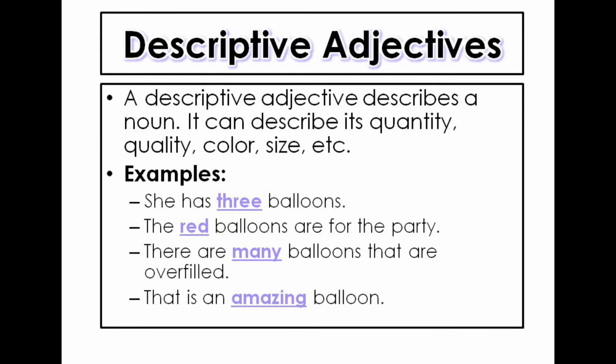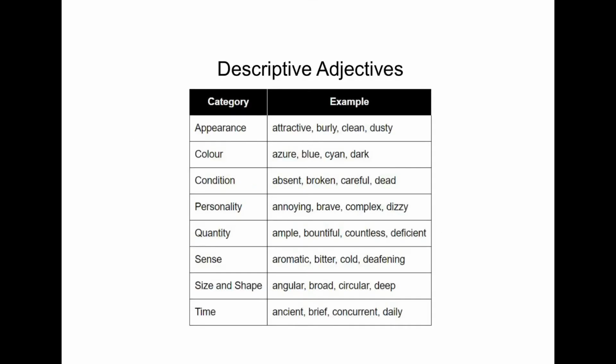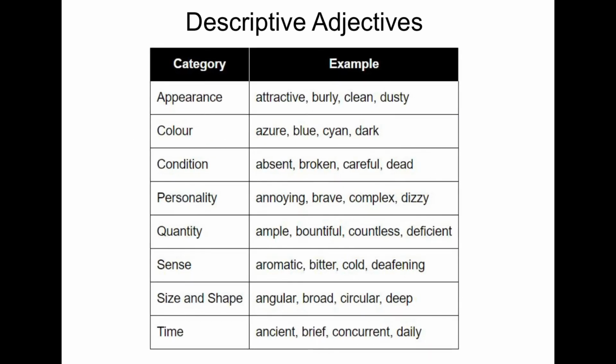Descriptive adjectives describe a noun. They could talk about quantity, quality, color, size, such as 3 balloons, red balloons, many balloons, or amazing balloon. Here's a bunch of different categories that descriptive adjectives might fall under.